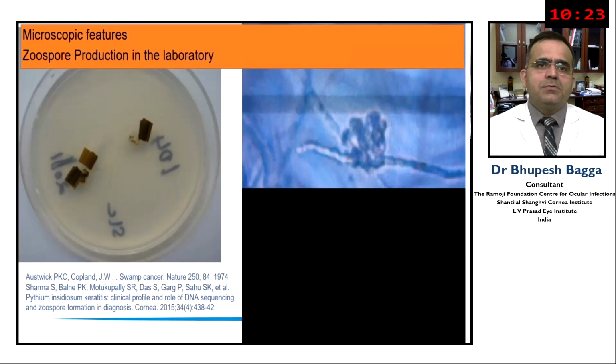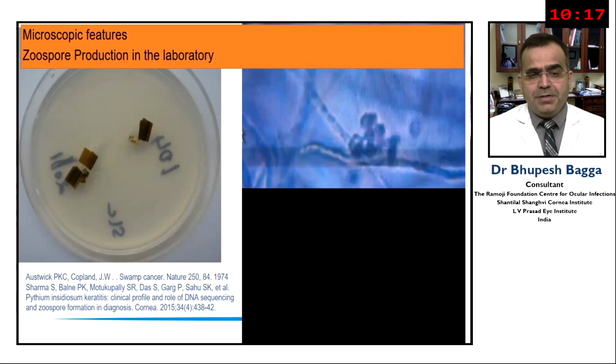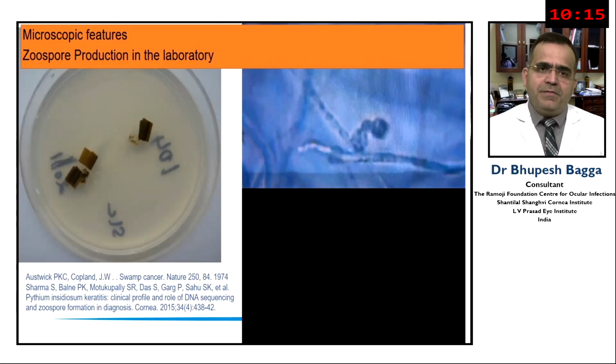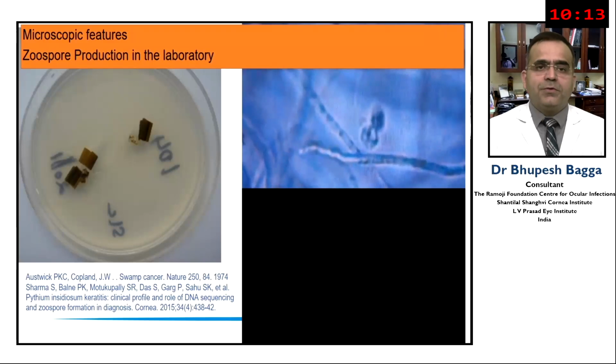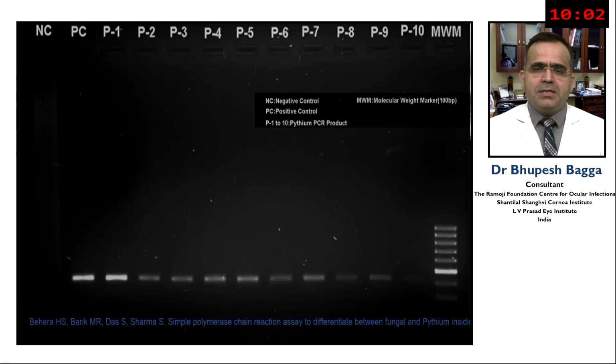Another feature is the formation of zoospores, which we can produce in our laboratory with the help of carnation leaves. When we took this growth from solid media to aquatic media, the formation of zoospores can be observed in these two videos. Another way to diagnose is with the help of PCR.